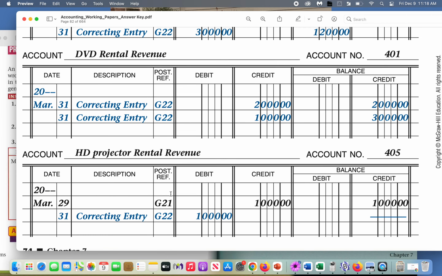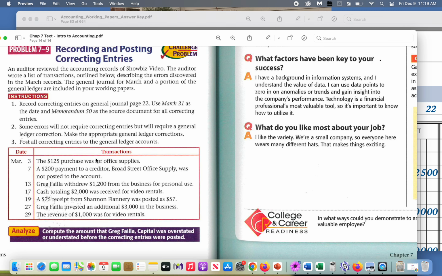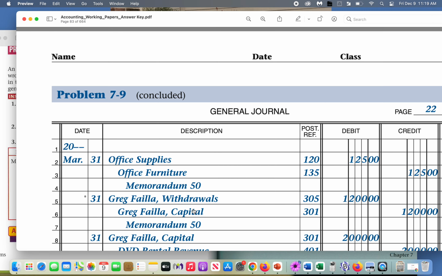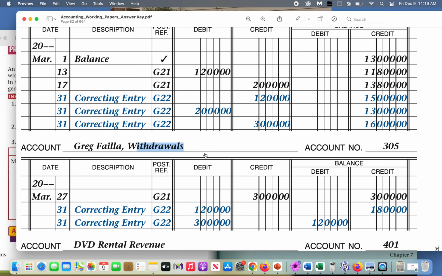So I have to create an entirely new journal entry. I discovered it on March 31, so I do not write March 13 because I'm creating a new one, and I'm going to debit withdrawals and credit capital. Remember, these are all on Memo 50. This right here said we discovered them all on Memo 50. So that's why I write Memo 50 for this. So I would go back up to my two accounts.